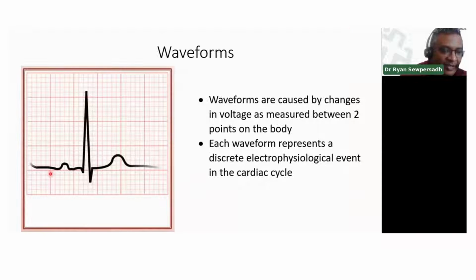Here is that same repetitive sequence we see up close. And those three deflections of the line are termed waveforms, all right? Waveforms are caused by changes in voltage as measured between 2 points in the body. Each waveform represents a discrete electrophysiological event in the cardiac cycle.